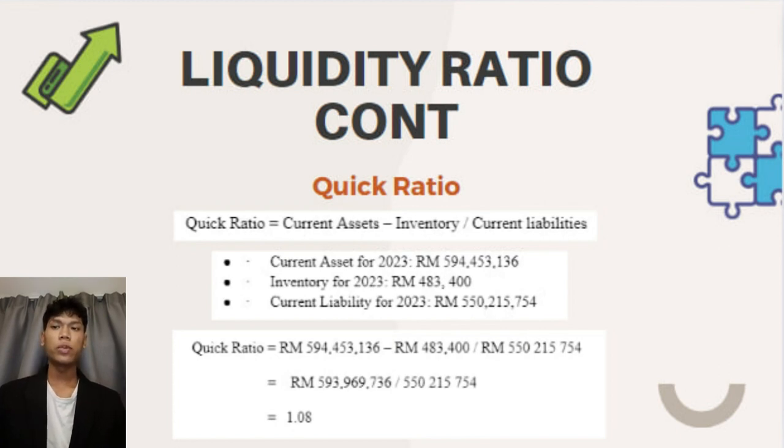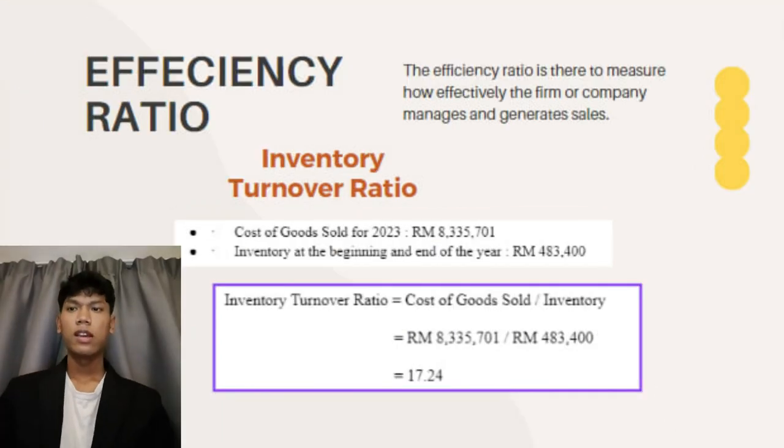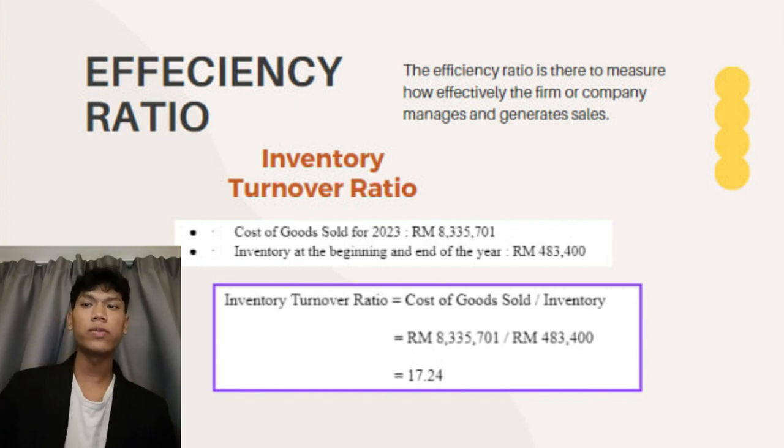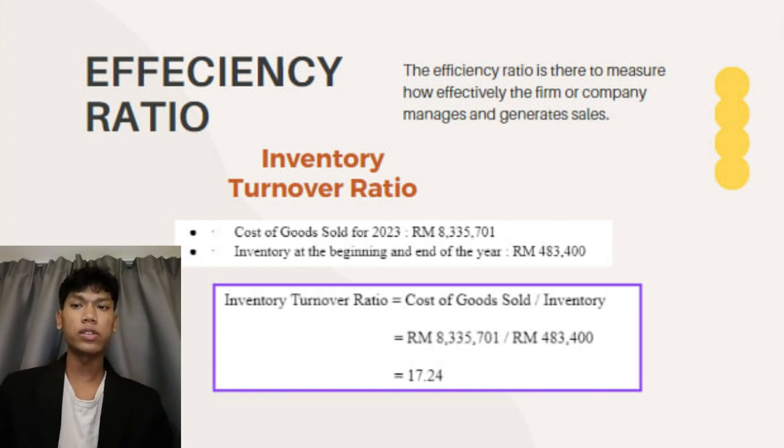So both ratios being 1.08 indicates Just Resource Berhad can comfortably meet its short-term obligations. And for the next part, we will discuss about efficiency ratios, which means managing and generating sales, by calculating two key ratios from their 2023 annual reports.